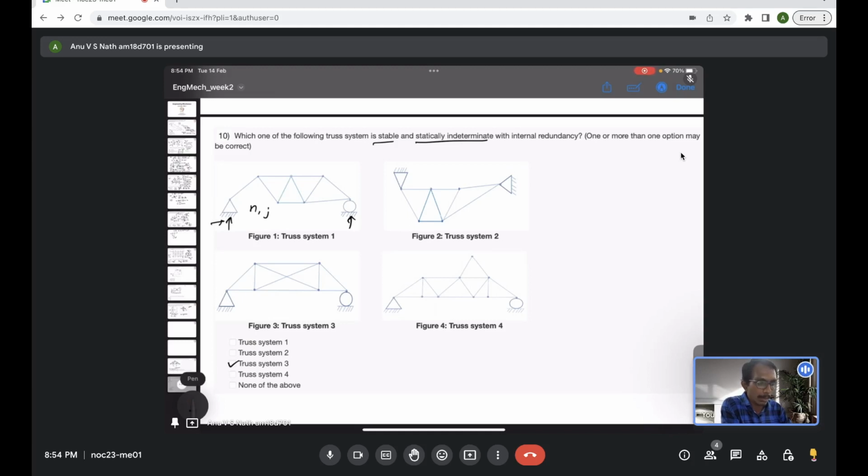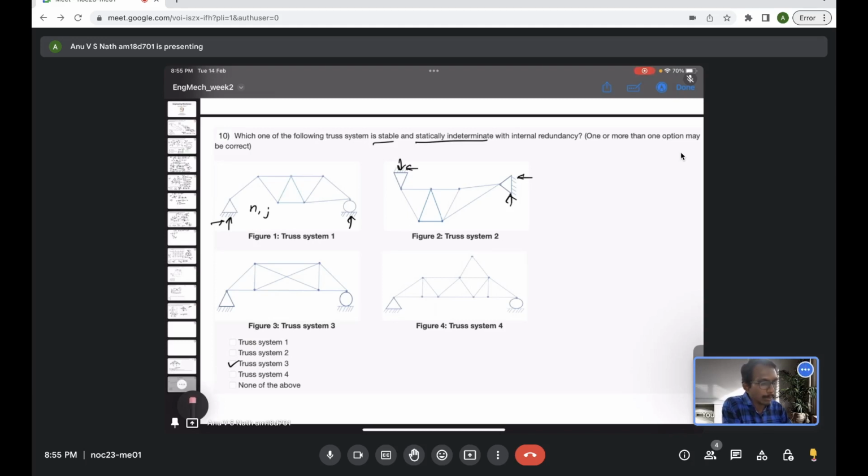So 1 is not the answer at all, it's not stable at all. 2 is stable, but over constrained, you will have 4 unknowns. So it is statically stable, and yeah, 2 is internally determinate but externally indeterminate.